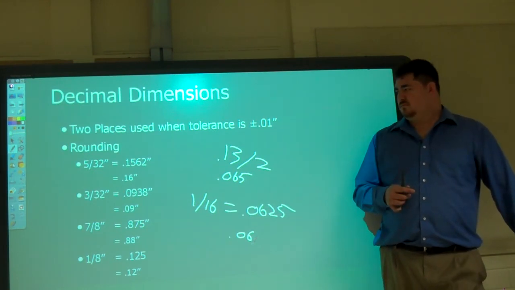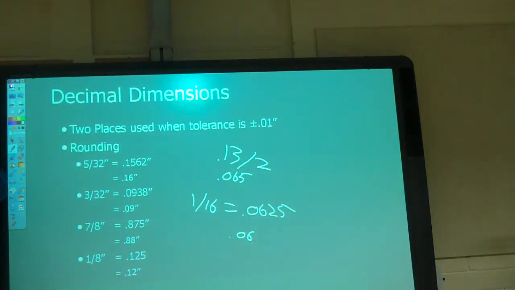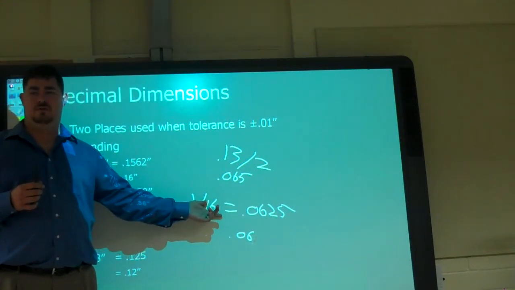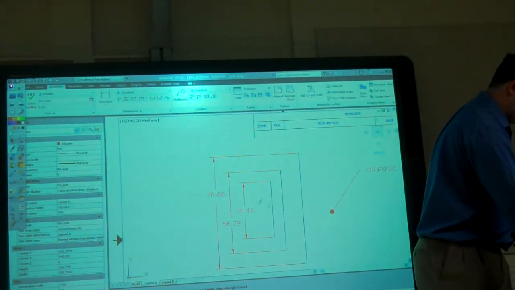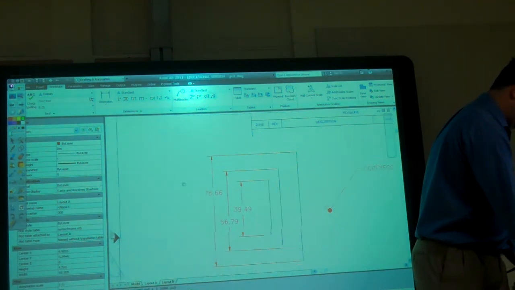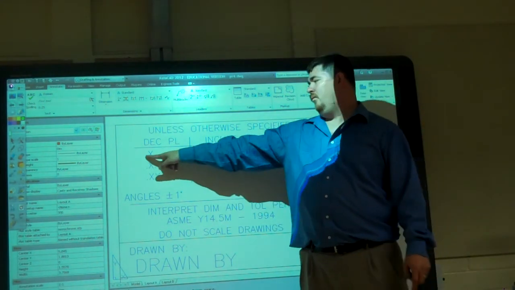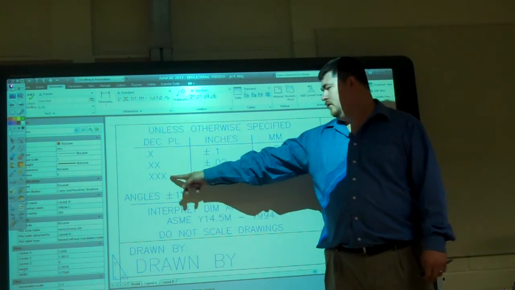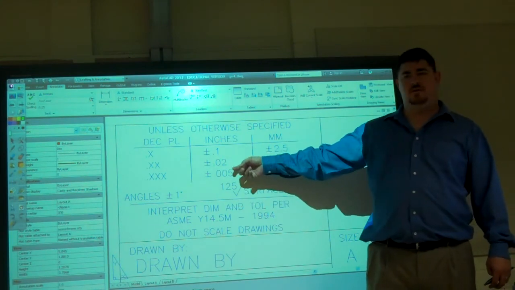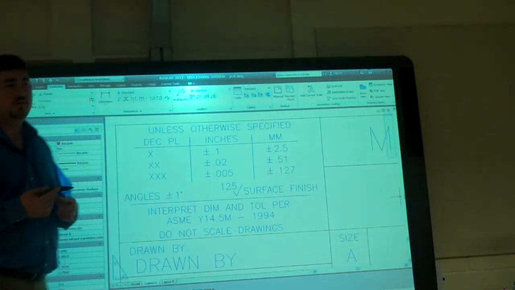If you want to be exact, then you just go to the third decimal place, depending on what you're doing. Because how many decimal places you show controls your tolerance. So remember on our title block, one decimal place, you have a tolerance of plus or minus 0.1, two decimal places, 0.02, three decimal places, 0.005. We'll talk about tolerances more next week.